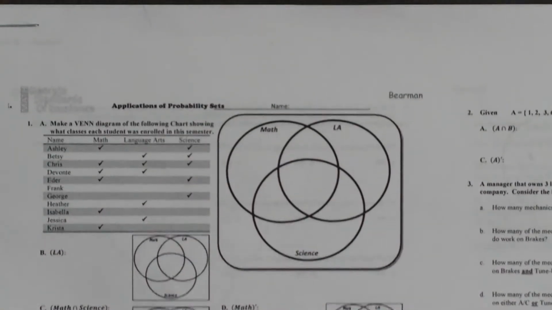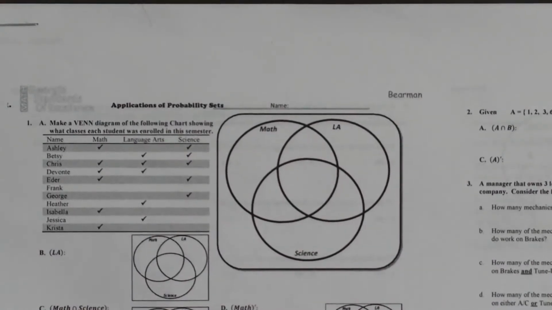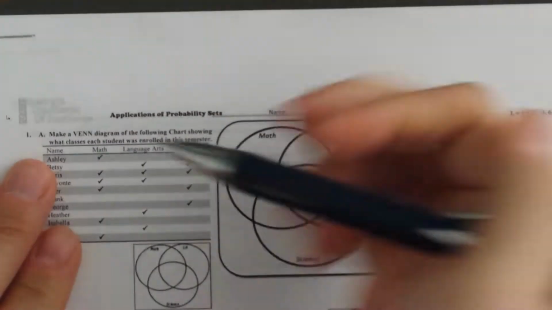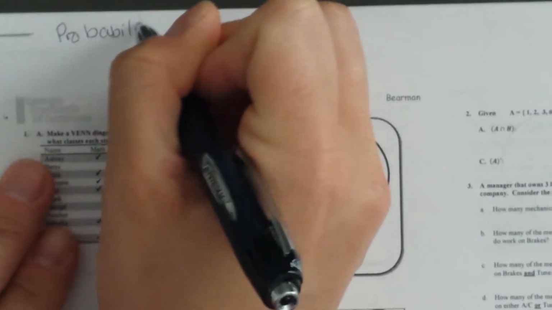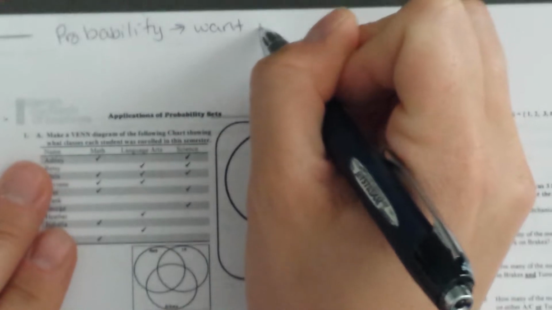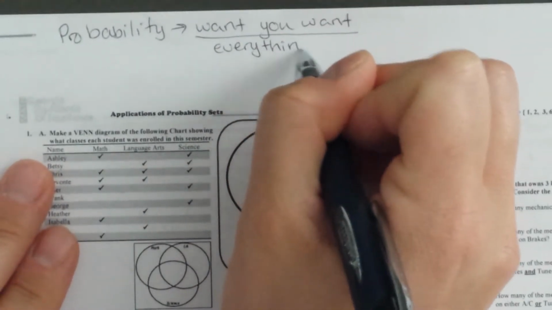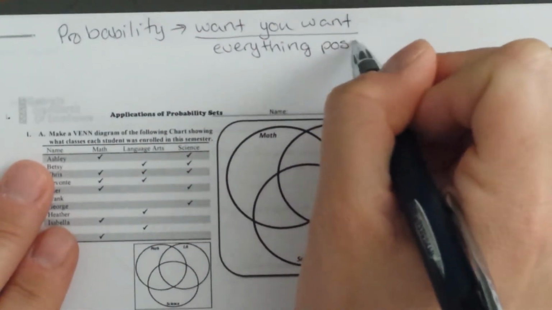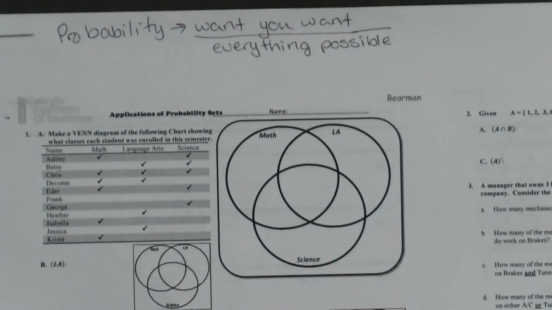Alright, so the next unit we're going to talk about probability. Hopefully you remember just the basics of probability. If you want to make a note at the top of your paper, just the basic definition of probability. It's what you want out of everything possible. So that's just the basic definition of probability.